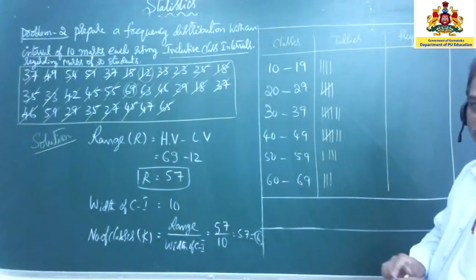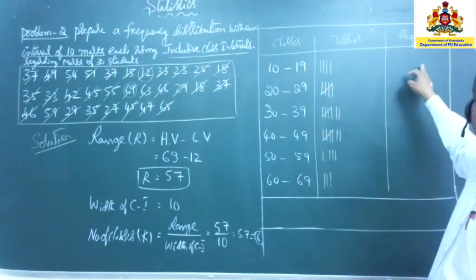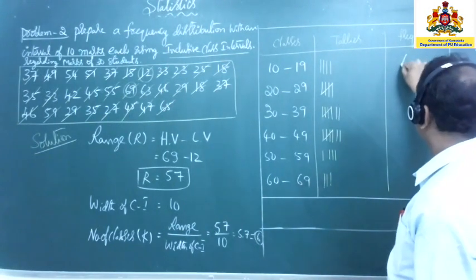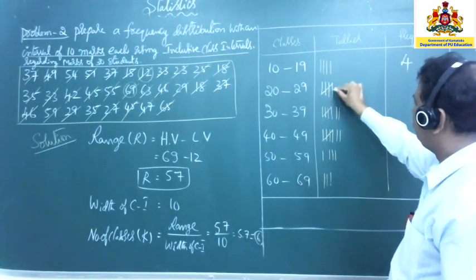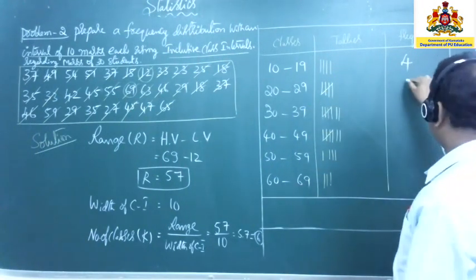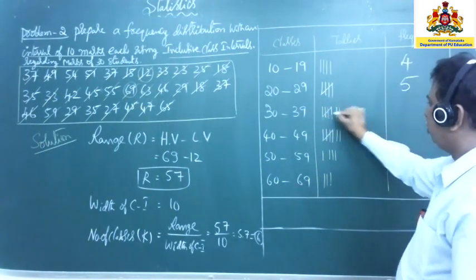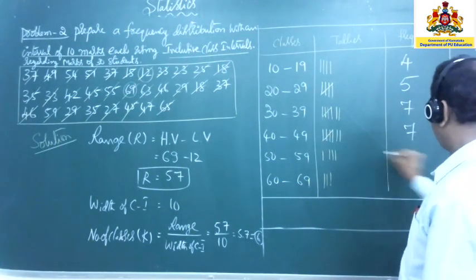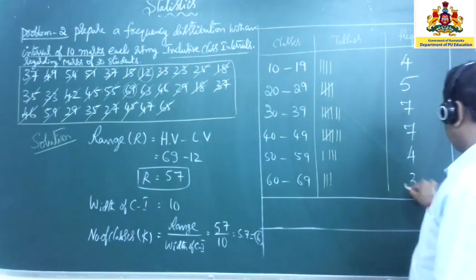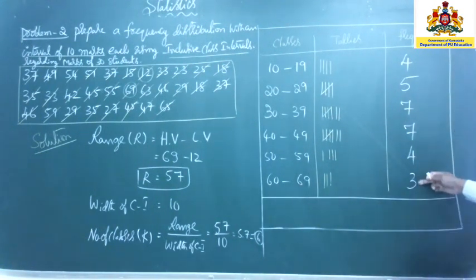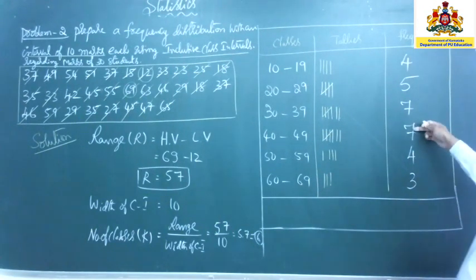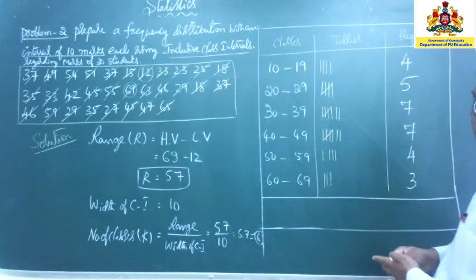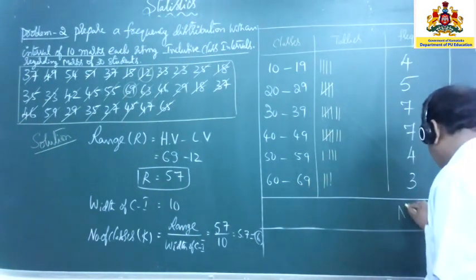Now you have to count the tallies and write them as frequencies. 1, 2, 3, 4. Next, 1, 2, 3, 4. The cross one is the fifth one, the bunch of 5. Next, 5 plus 2 is 7. 1, 2, 3, 4. Next, 1, 2, 3. Now you have to count. 3 plus 4 is 7. 7 plus 7 is 14. 14 plus 7 is 21. 21 plus 5 is 26. 26 plus 4 is 30.